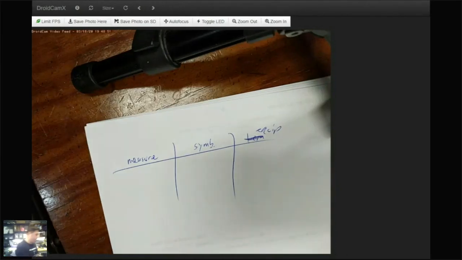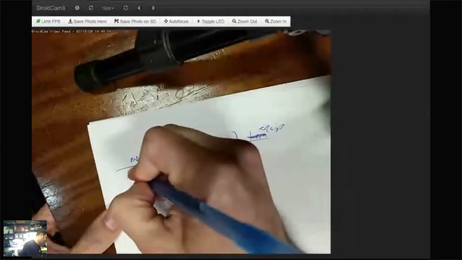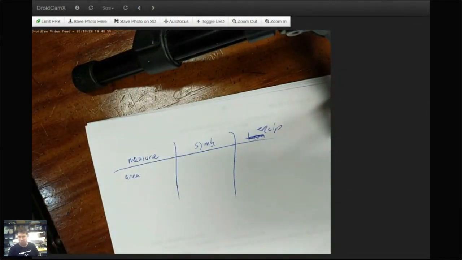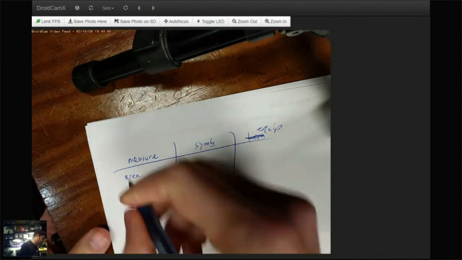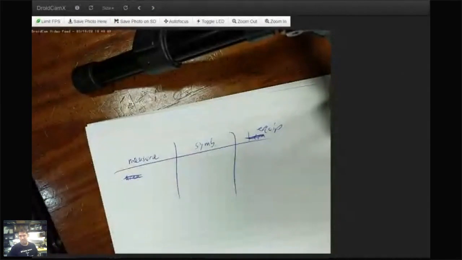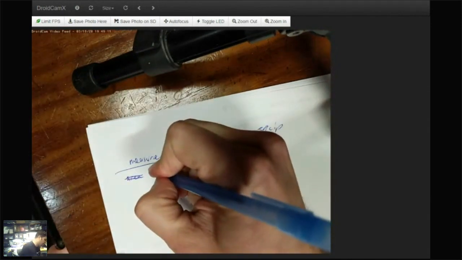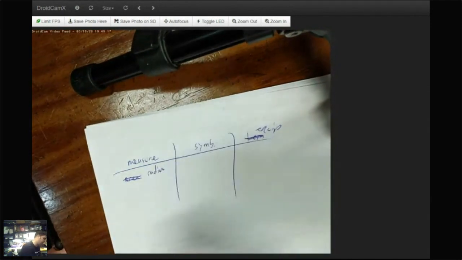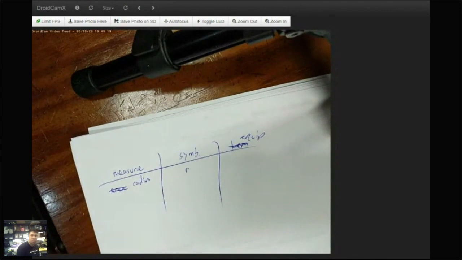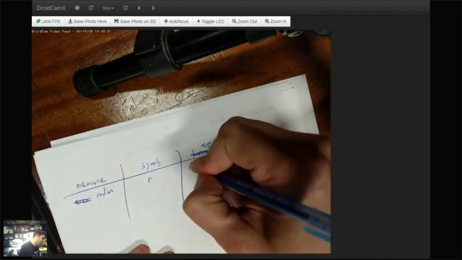This is my very nice, super awesome table. We are going to measure area. Actually, can I measure area directly of a wire? I don't think we can. So maybe not area. Maybe diameter or radius or circumference, something along those lines. I'm going to say radius right now, because that's going to make life easier in the middle. It'll be a small r. And for my equipment, I'm going to use a caliper.